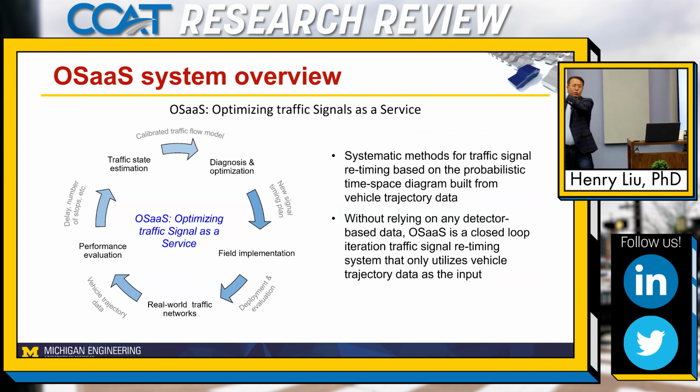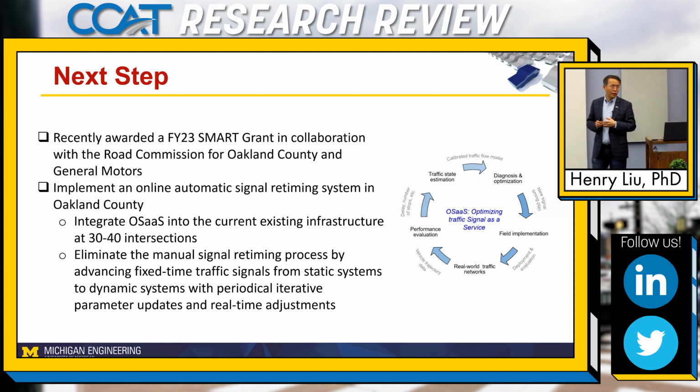Okay, so the next step, we just recently were awarded a SMART grant from US DOT. And so this is, again, the partnership between Road Commission of Oakland County, University of Michigan, and General Motors. And so we have about $1.5 million to implement this in a larger area and with more real-time operation of the traffic signal. So now, previously, we only did fixed time, offline optimization. Now we want to connect to their traffic control system and do real time. And I can present back to you next time how we do real time. And it's another interesting study we are developing.